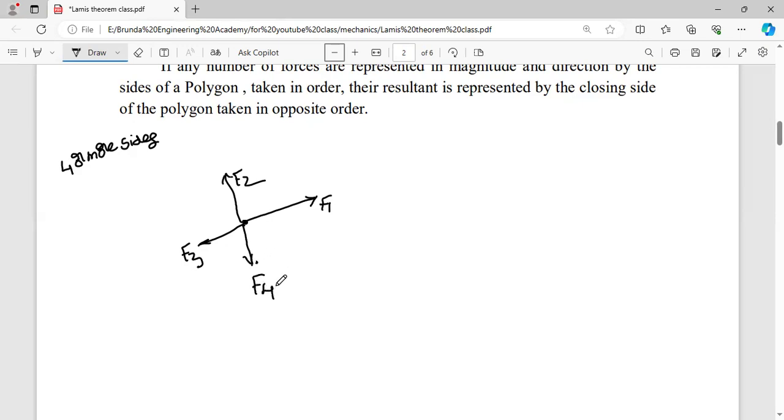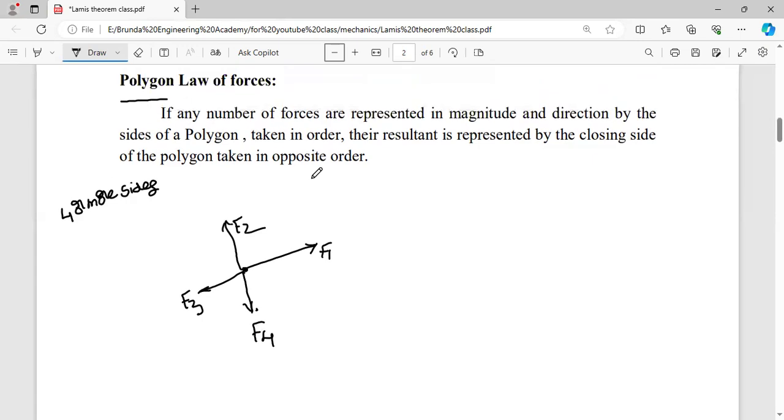F4. That means here four forces are there. Four forces means they form a polygon. If any number of forces are represented in magnitude and direction by the sides of a polygon taken in order, their resultant is represented by the closing side of the polygon taken in opposite order. Always the resultant is the closing side of the polygon, taken in opposite order.